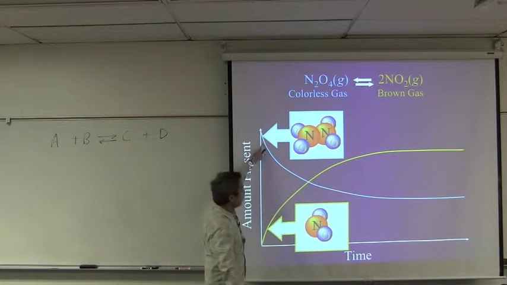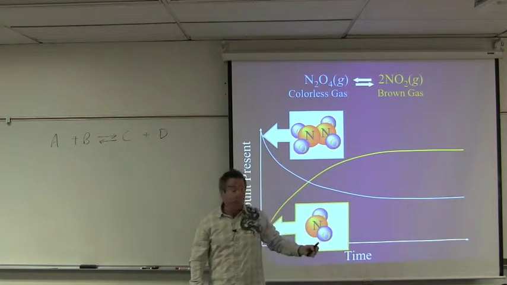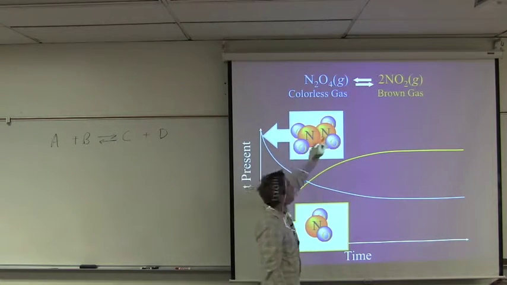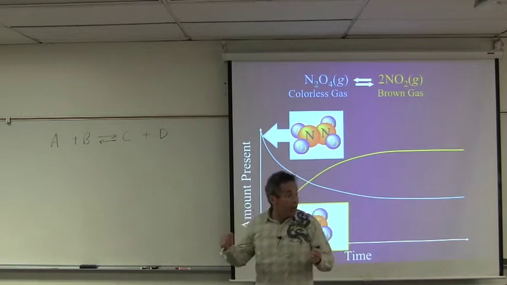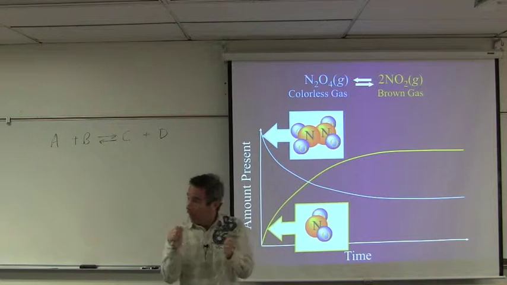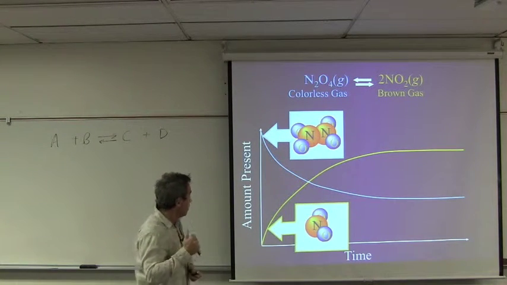Notice, though, that this blue line doesn't go down to 0. It doesn't all get converted into NO2, because as it starts reacting, and you start to have more and more NO2 there, there's a higher probability of an NO2 molecule colliding with another NO2 molecule and getting converted back into N2O4.